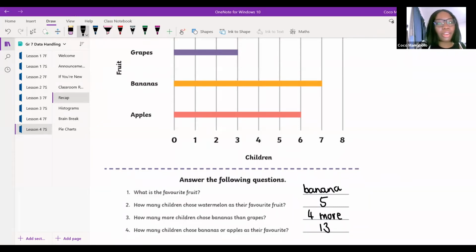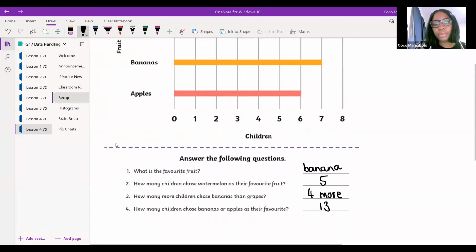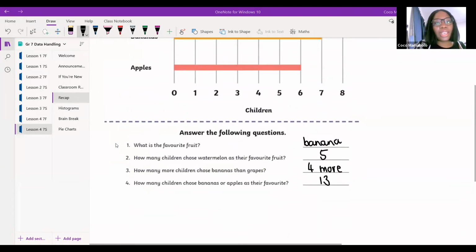Guys, my connection is really bad. I'm going to try and switch it out. Just give me a second. All right, but we all know how to do this. This is a pretty easy exercise, right?